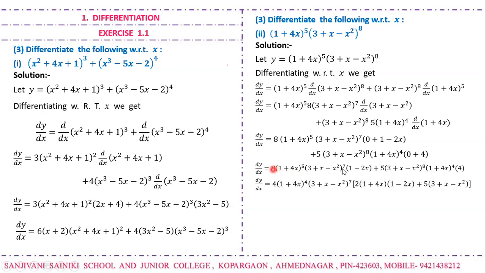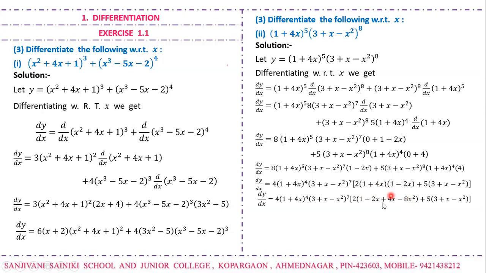Again here there is 8 and here there is 5 and 4. So we can take 4 outside. So 4. So what remains? 4 in 4 to the 8. So 2 is remaining in first term and 1 minus 2x is also remaining. Again 1 plus 4x is also remaining. In second term, 4 we have taken common. 1 plus 4x raised to 4 is also taken common. And 5 will remain and 3 plus x minus x square. This term is also remain there.